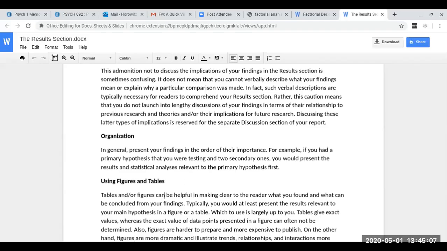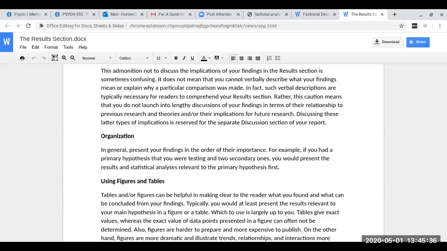So what about figures and tables? In this case, we will be using one figure for our graph. I think I'm going to make the data pretty much all the same depending on how you manipulate your experiment, but the graphs are going to be the same. So tables and or figures can be helpful in making clear to the reader what you found and what can be concluded from your findings.